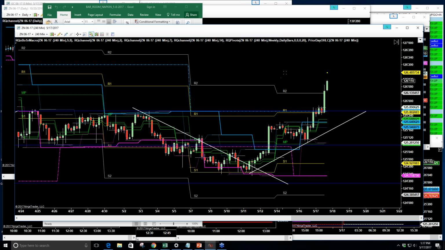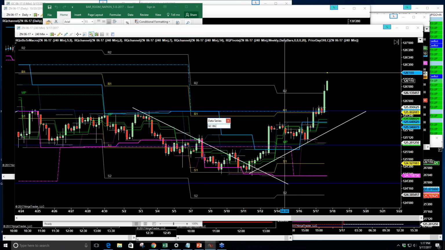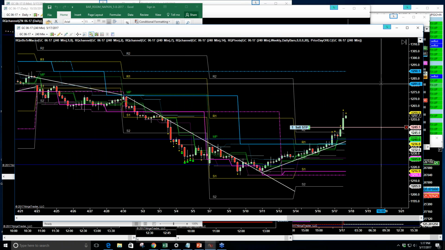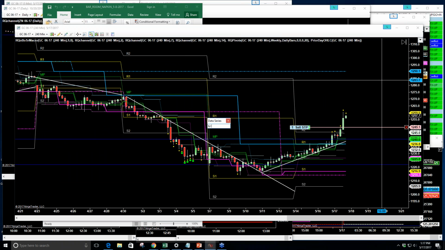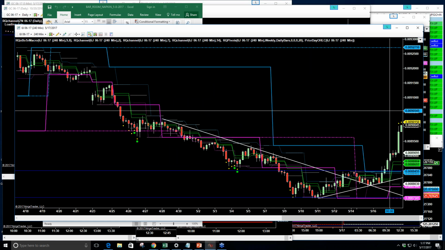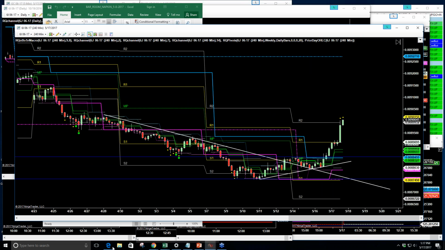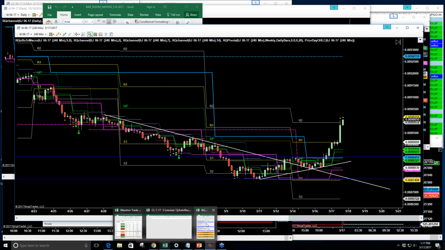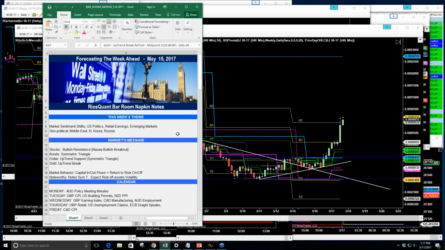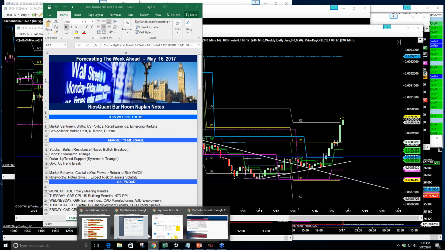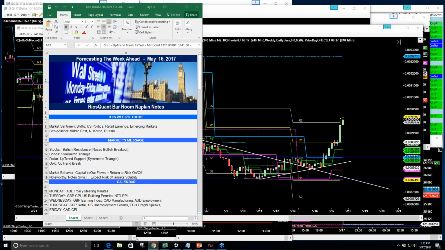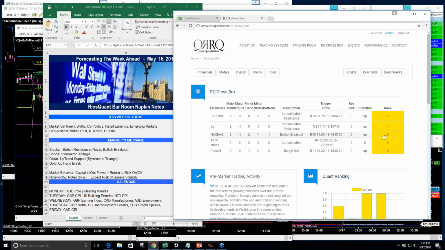So this is the notes. Gold. And the yen. So our barroom napkin notes is going to be more updated and more intraday than the crossbox, because the crossbox is more macro, but it's still good. It's one more tool to use.